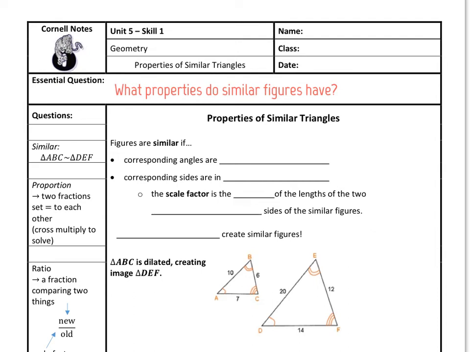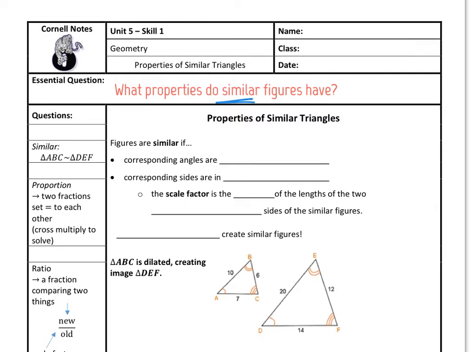We're ready for Unit 5, Skill 1. We're going to talk about the properties of similar triangles. So our essential question for today is, what properties do similar figures have? Please note here that we are now talking about similar figures versus congruent figures, and we're going to specify the difference down below. So take a minute to jot down your essential question, and then we're going to go into some characteristics of similar figures.